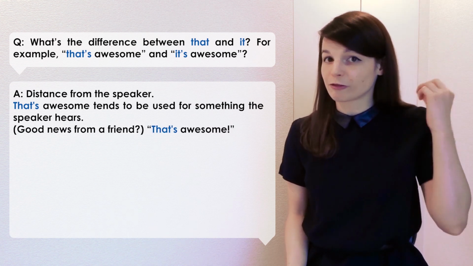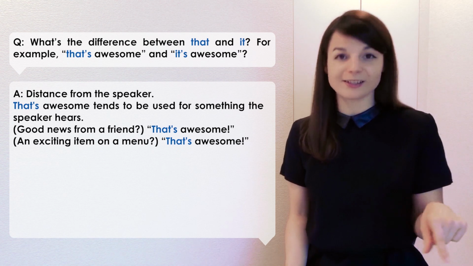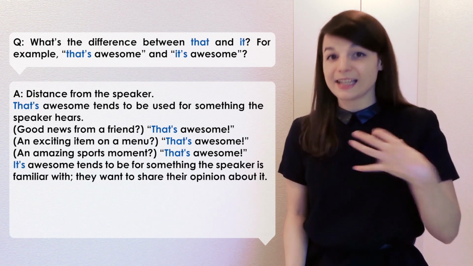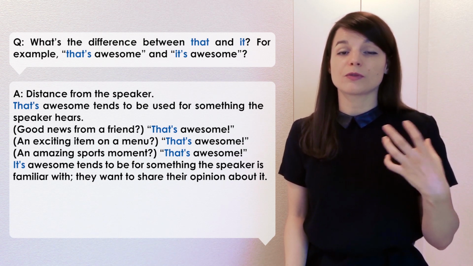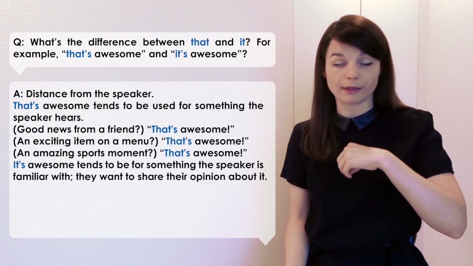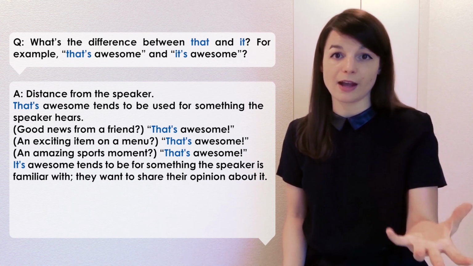Examples. Good news from a friend? That's awesome. An exciting item on a restaurant menu? That's awesome. An amazing moment in a sporting match on TV? That's awesome. It's awesome tends to be used for something the speaker is familiar with. The speaker knows about that thing, and the speaker wants to express his or her opinion about that.